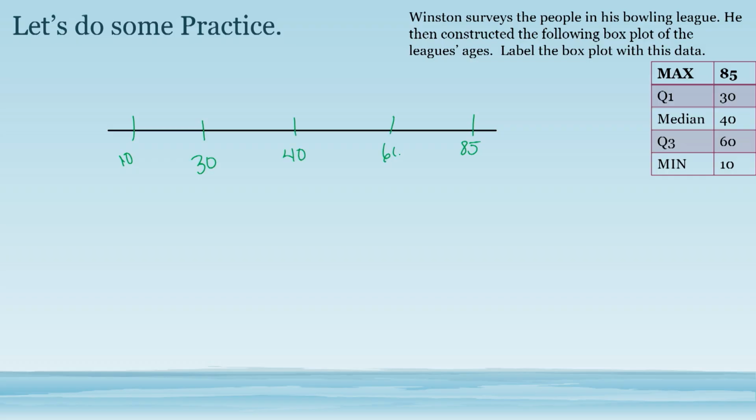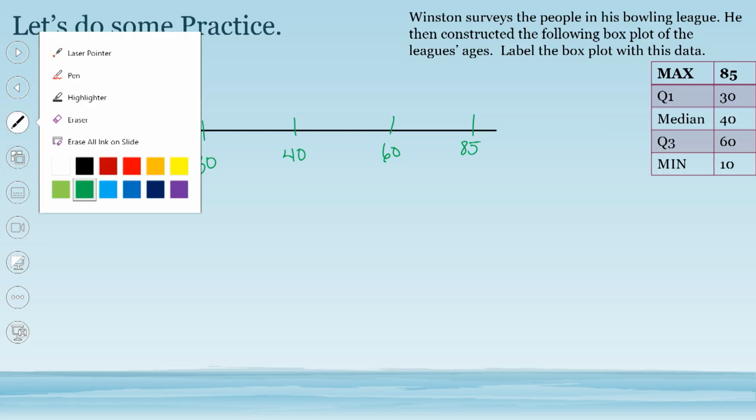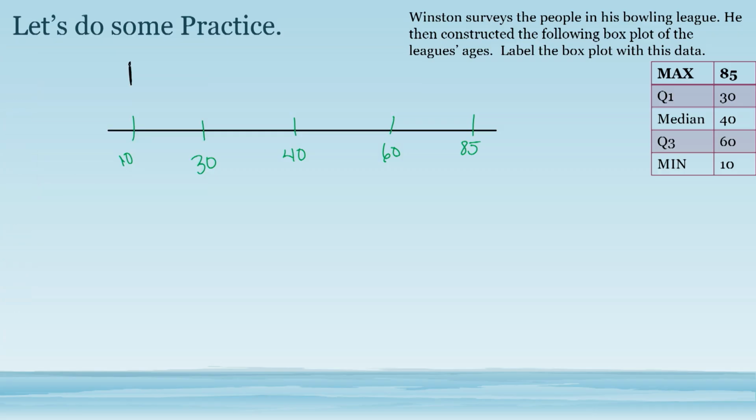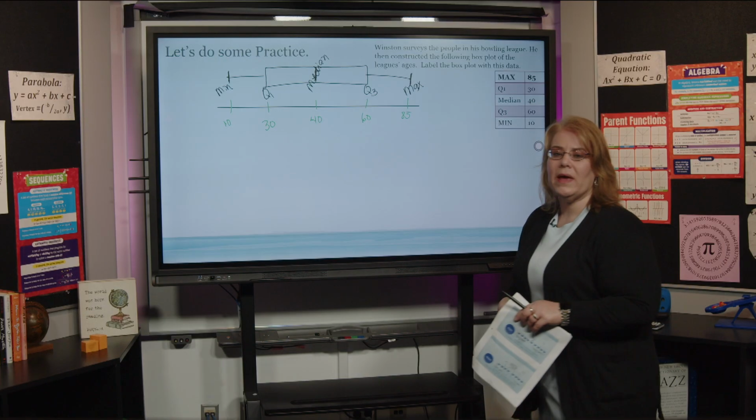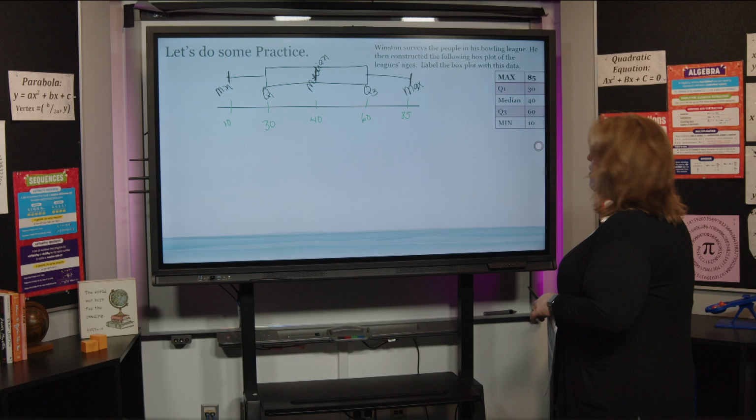And I have 60. So let me get a different color. So here's my minimum, here's my maximum, I have my Q1, my Q3, and I'm going to label those, and then I have my median. So I have min, max, Q1, Q3, and then the median. And that's how we construct that box plot for the data.